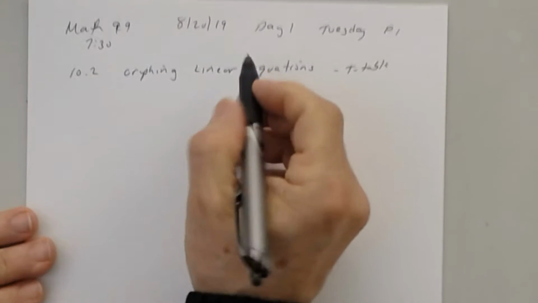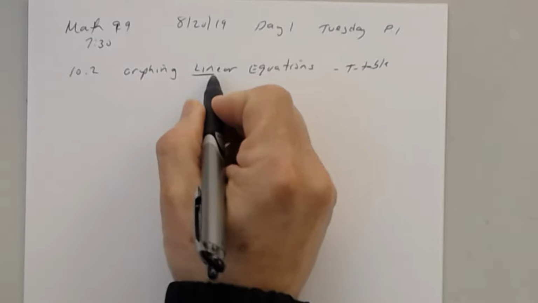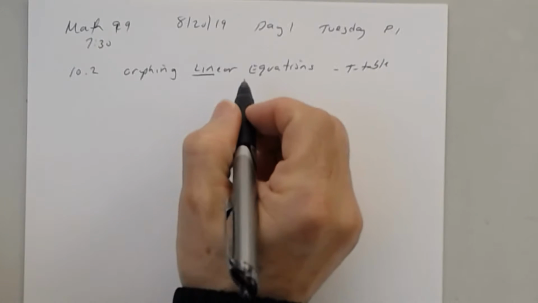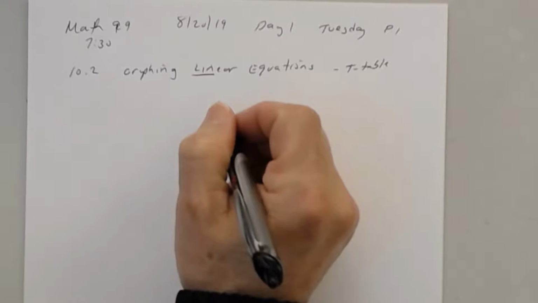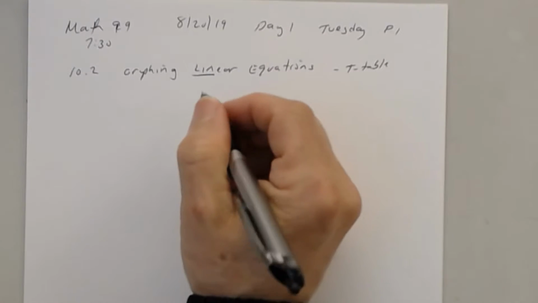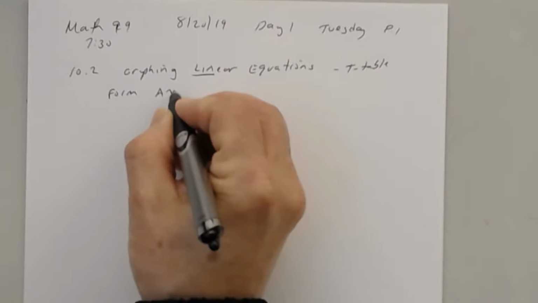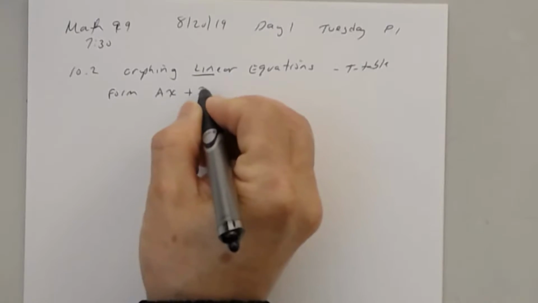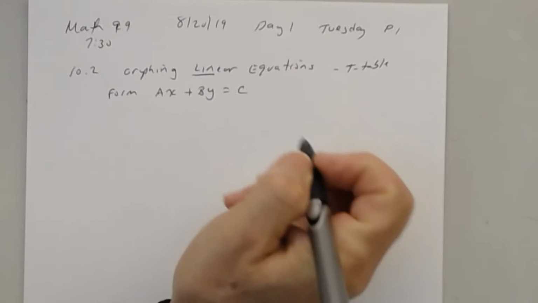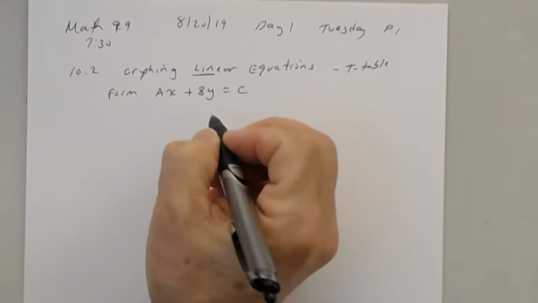Okay, so in the word linear, you also see the word line, right? So if I graph this linear equation, what you're graphing are lines. So these are lines that you're graphing. Now a linear equation has this form. It'll look something like some number times x plus some number times y equals some number. That is the form of a linear equation.